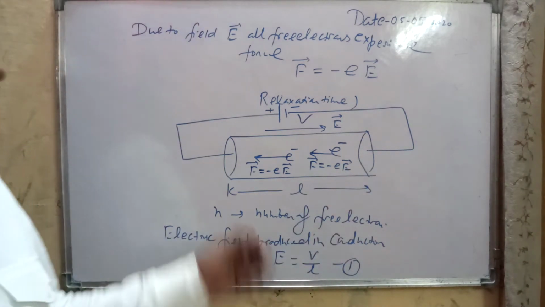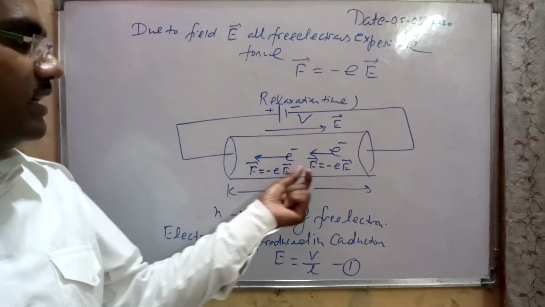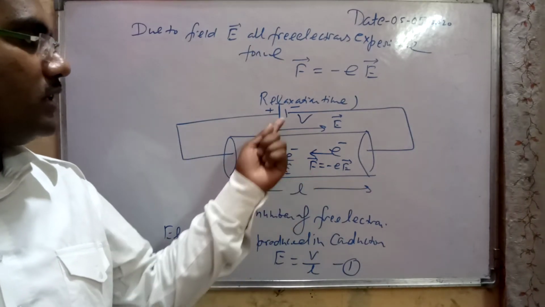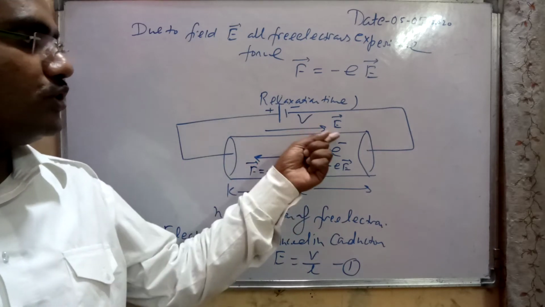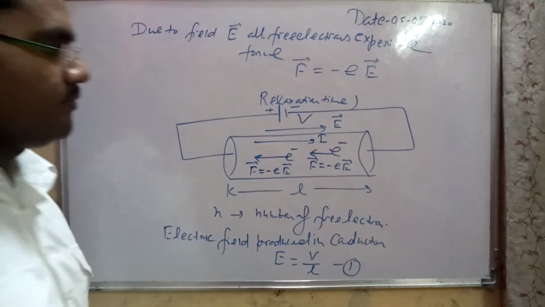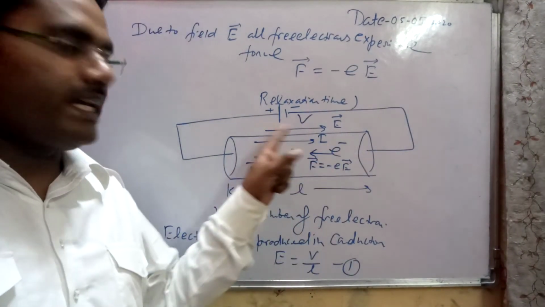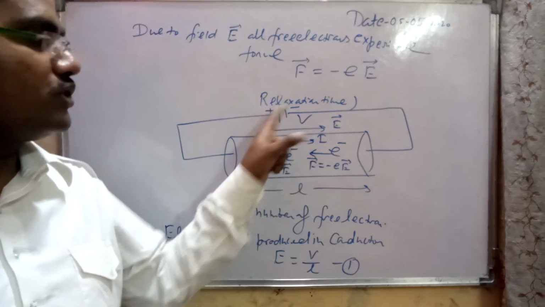That means if we apply a potential across a conductor, then all electrons move from the negative terminal to the positive terminal. That means electrons move opposite to the field, and the electric current is produced opposite to the direction of motion of free electrons. That means positive to negative.